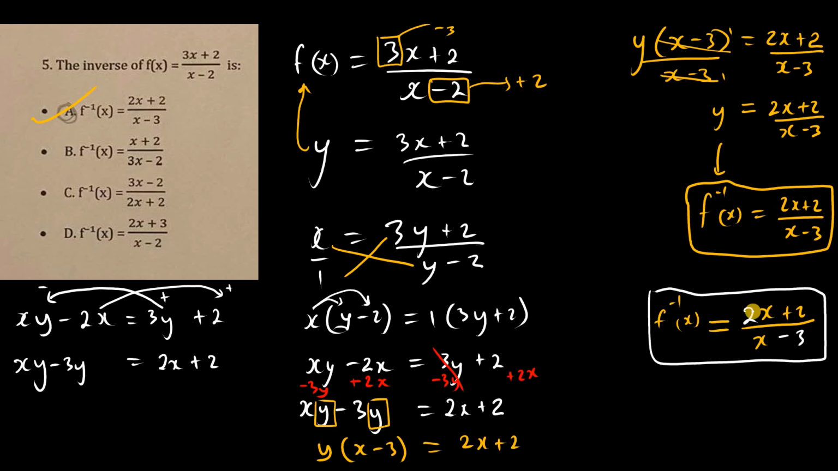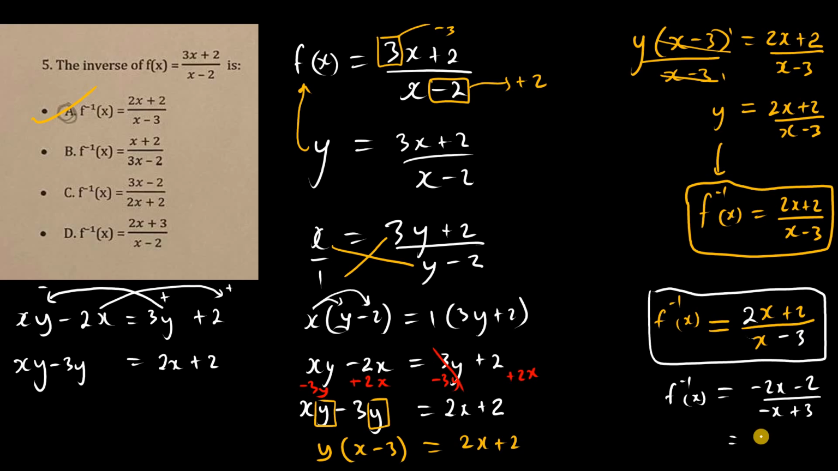Sometimes you might see different signs in the solution. What you could do is just check it to make sure. For instance, change all the signs of all the terms, and that will be the same answer. For instance, this f inverse of x could be written as negative 2x minus 2 over negative x plus 3. What I just did, I changed all the signs of each term.